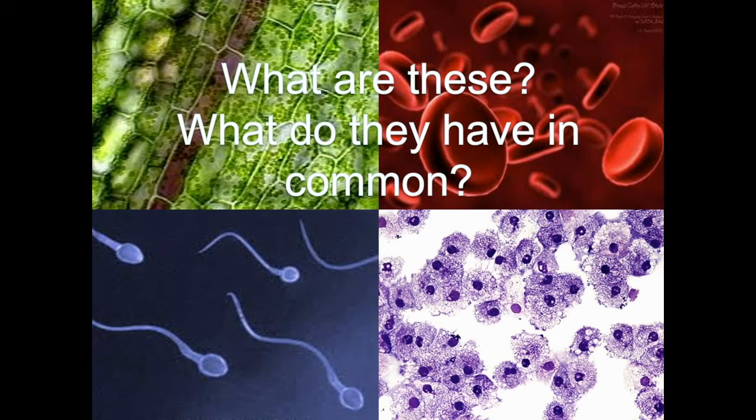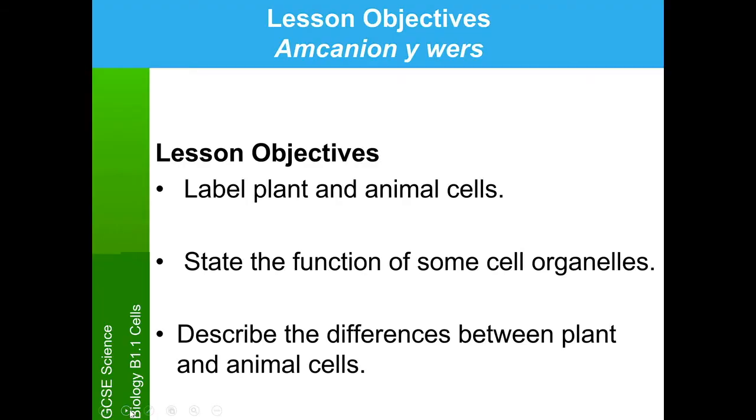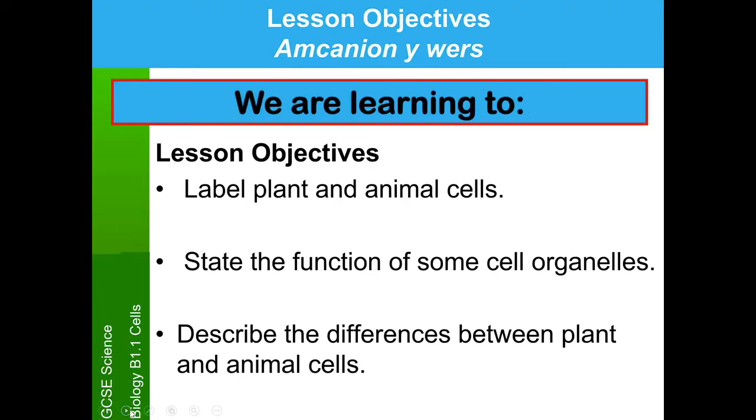Bottom right are cheek cells that will have been stained here with methylene blue, and bottom left are our sperm cells. So we're going to be looking at some of these specialised cells a little bit later. Lesson objectives then for today, we're learning to label plant and animal cells, refresh our memories from Year 7 and 9, plus also learn about 2 new additional cell organelles. An organelle is just a posh name for a part of a cell, like a nucleus or cytoplasm. We're also going to be able to describe the differences between plant and animal cells.